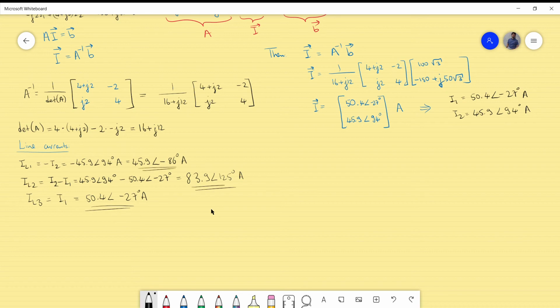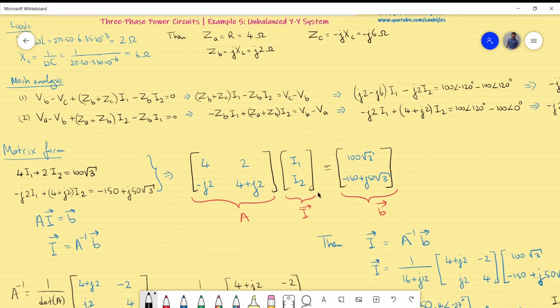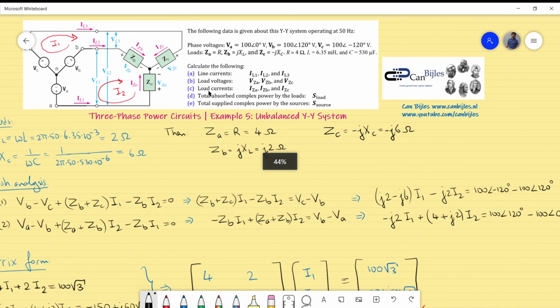And that's actually for the line currents. So I move to the next part. Let's look at the question. The following question is, what are the load currents? Since we know IL1, then IZ of A will be exactly the same because it is in series. The same can be said for IL2, because it is exactly the same as IZ of B, because it's in series, and IL3 is exactly the same as IZ of C.